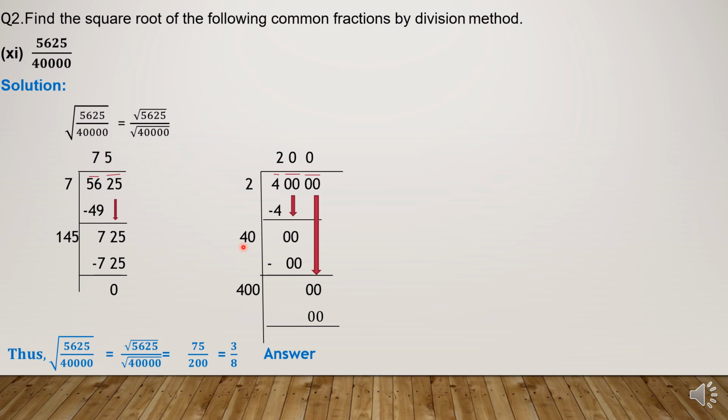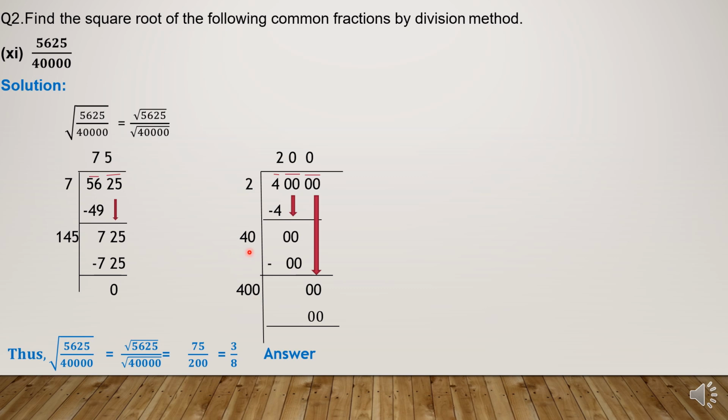Here make the new divisor. How? 2 plus 2 is 4. Now which number should be added with 4 so that you multiply with the same one and you get 0, because now the new dividend is 0? Of course that number is 0. 40 will multiply with 0 and you will get 40 zeros are 0. Again the new pair will come down.